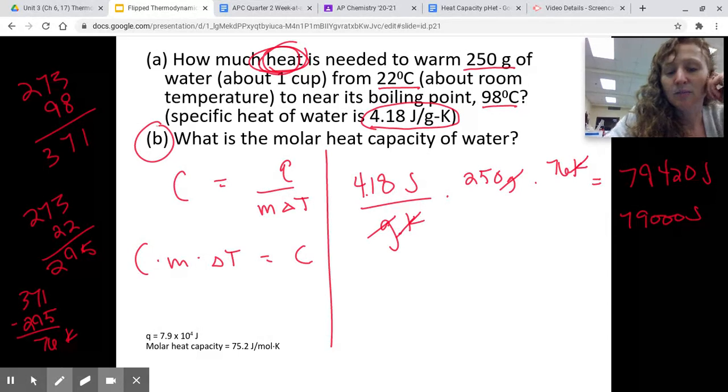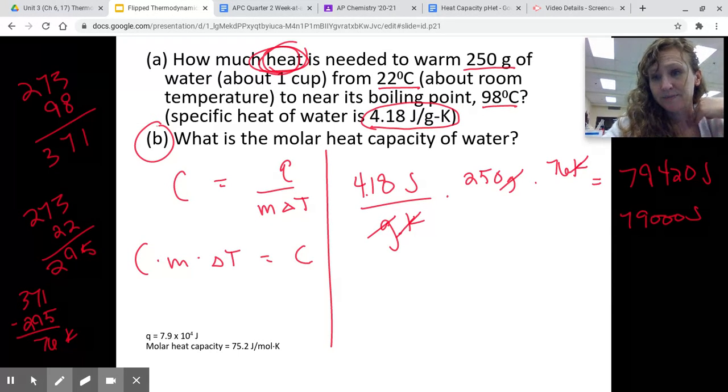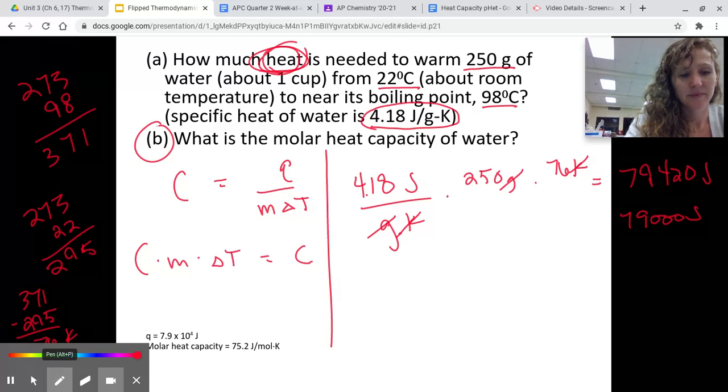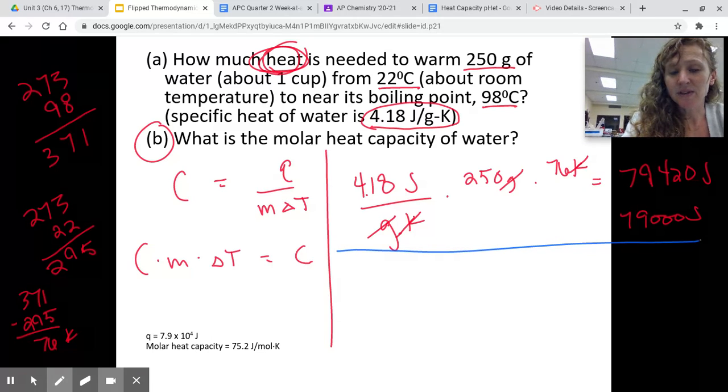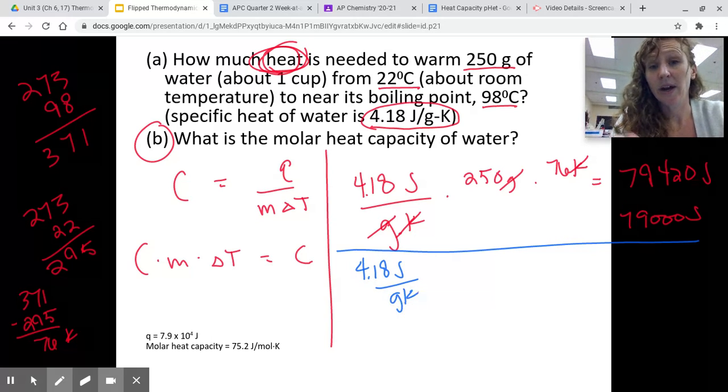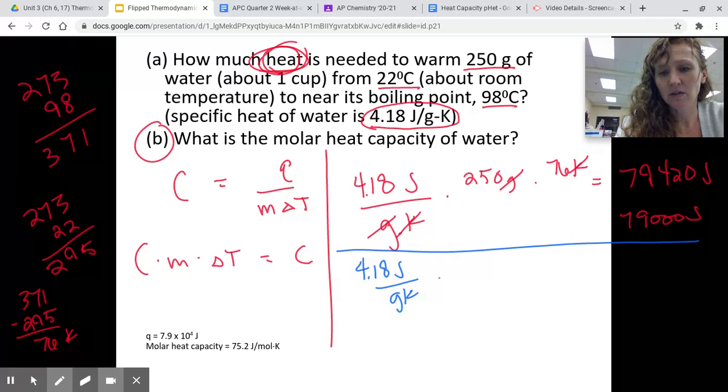B, what is the molar heat capacity of water? Okay, again, it would be a good time to pause here and see if you can get yourself from specific heat into molar heat capacity. See if you can beat me there. All right, so basically I'm in specific heat capacity, 4.18 joules per gram Kelvin. And instead of being in grams, I just want to be in moles. So I'm going to convert out of grams of water and into moles of water.